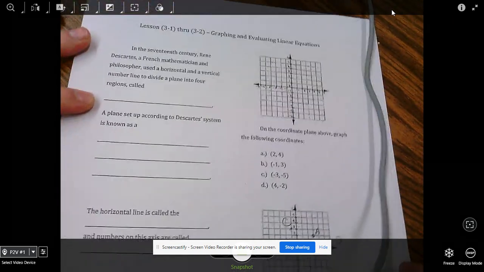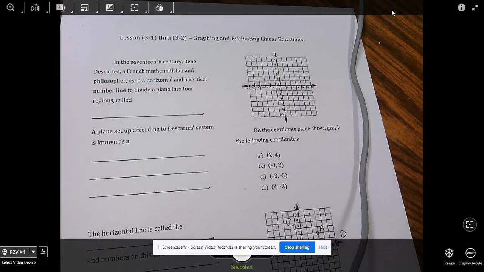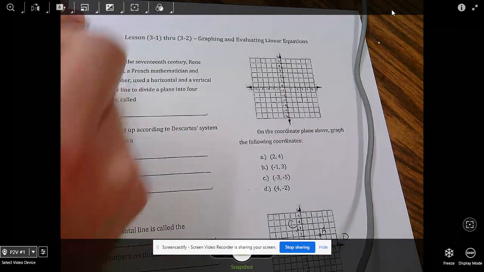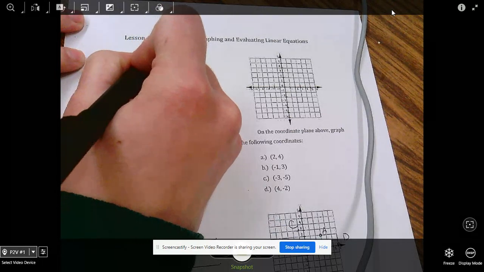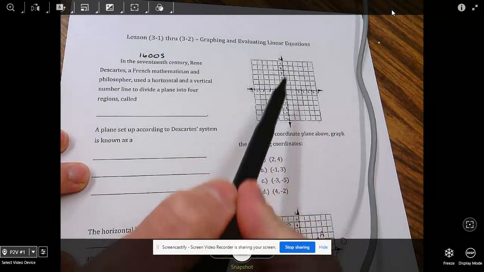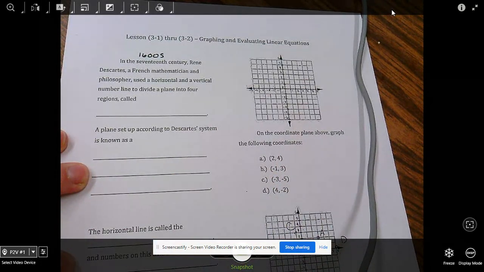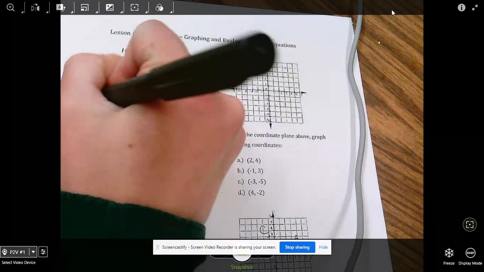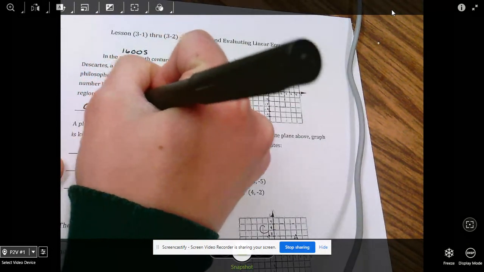Okay, we are in chapter 3, which is all about graphs. So we're going to graph coordinates on a plane. It says in the 17th century, that's like the 1600s, Rene Descartes, a French mathematician and philosopher, used a horizontal and a vertical number line to divide a plane into 4 regions called quadrants. Quad means 4 in Latin.